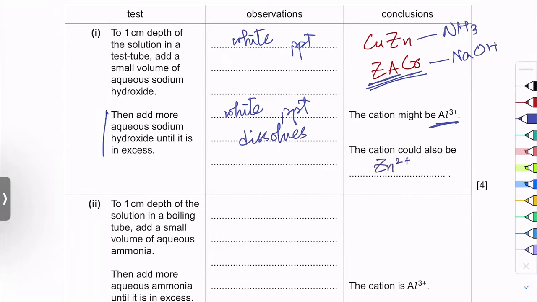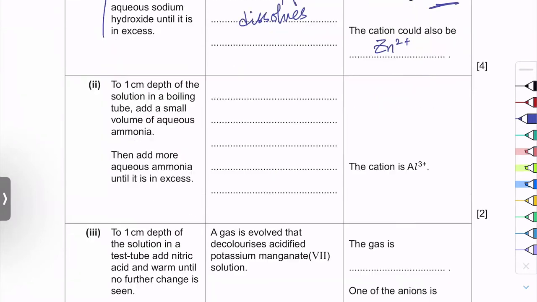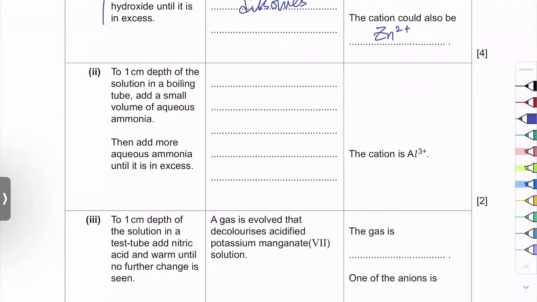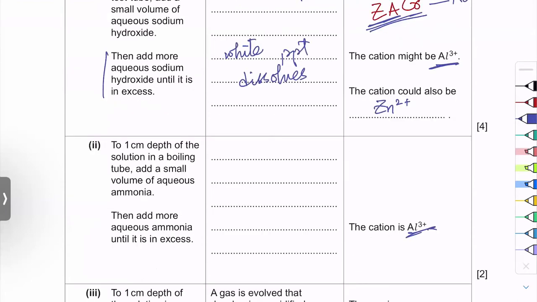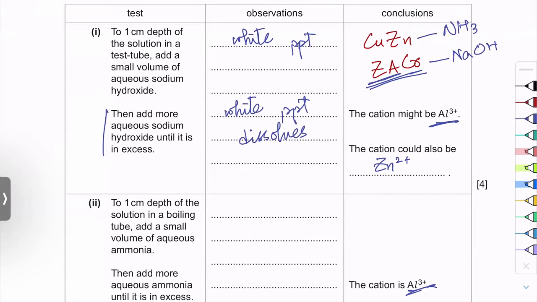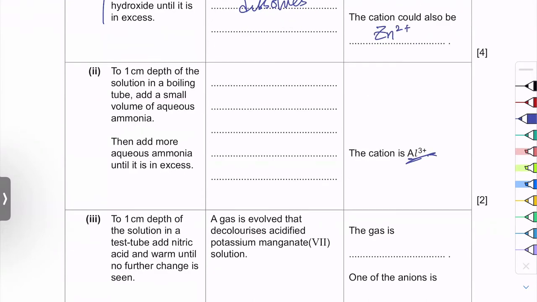Okay. Both of them give us white precipitate. It's a white... To 1 centimeter depth of this solution, add a small volume of aqueous ammonia. Ab aluminum ho gaya. You can clearly see that in ammonia, cousin hai. Usme aluminum nahi hai. So iska matlab aluminum should be insoluble. So again, you'll get white precipitate. And it's insoluble. Or PPT doesn't dissolve, or PPT remains, or something like that.